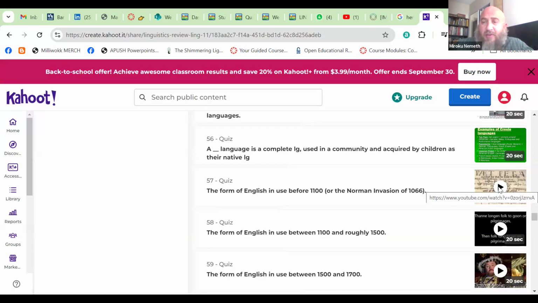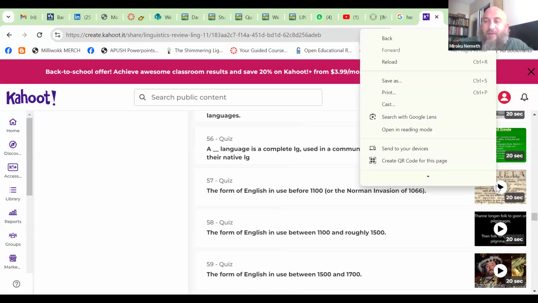Okay, so after William the Fat Bastard, that's another name for him, William the Conqueror.